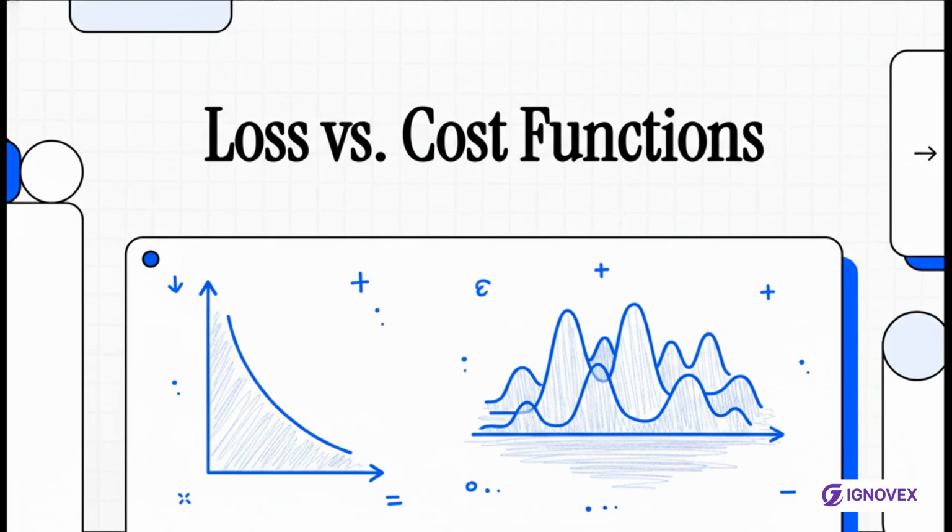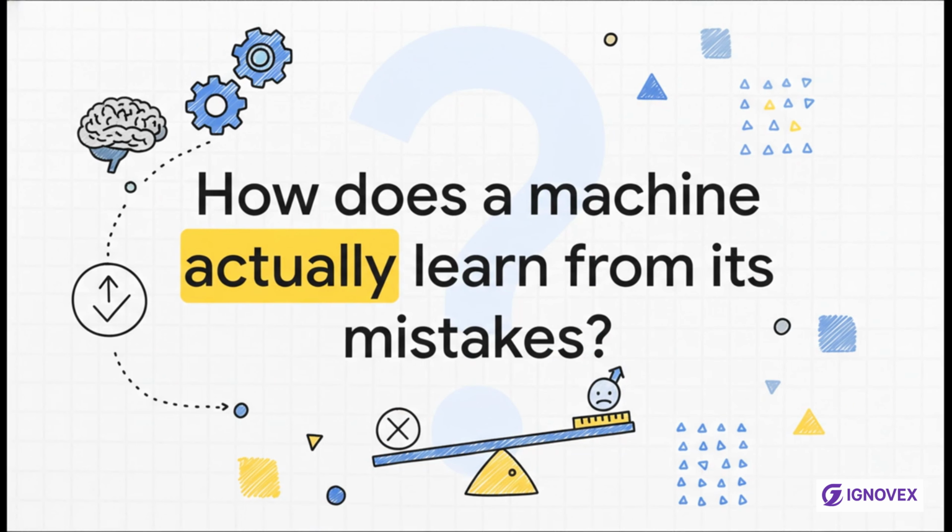So, if you've spent any time at all in the world of machine learning, you've probably heard the terms loss function and cost function. A lot of times, people use them like they're the same thing, but they're not. And honestly, getting the difference between them is kind of the key to understanding how a machine really learns anything at all.